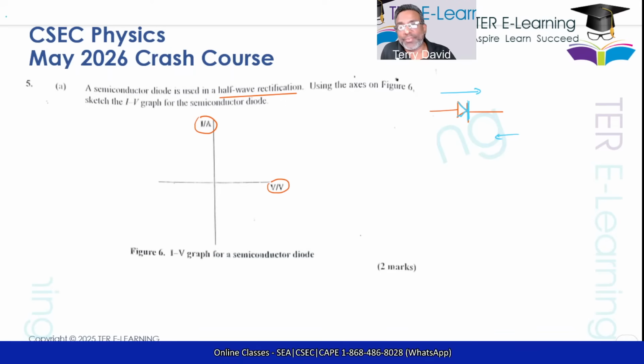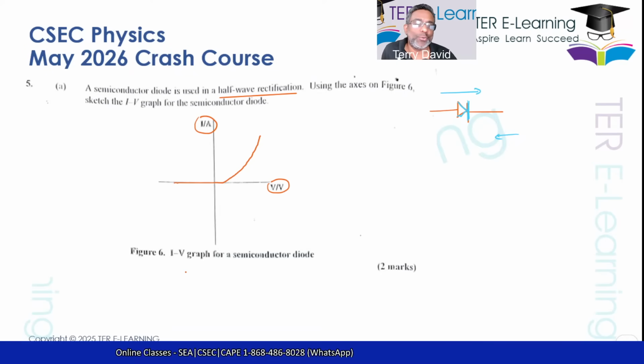Now, in terms of the graph, the diode will not allow any current to flow when it's reverse bias. So there's no current here. Then the diode turns on about here, and we get a curve. It is not a straight line. Therefore, a semiconductor diode does not obey Ohm's law.